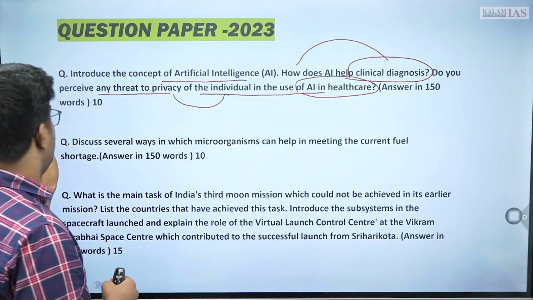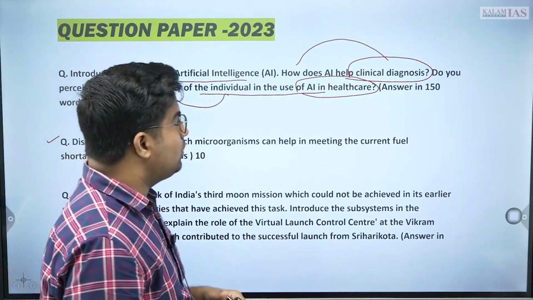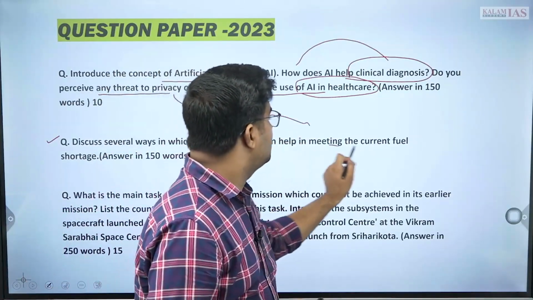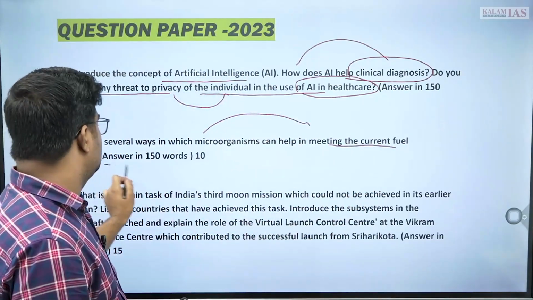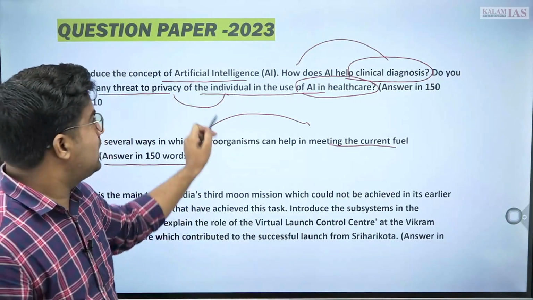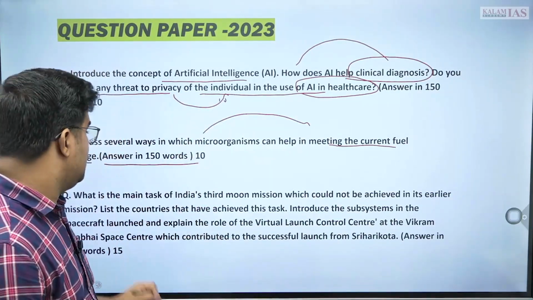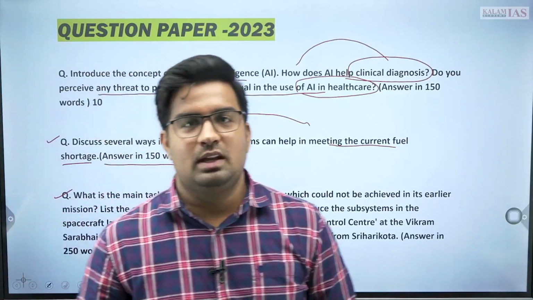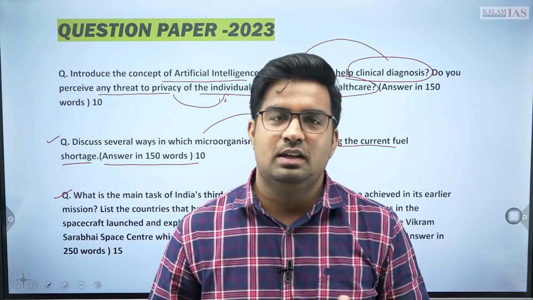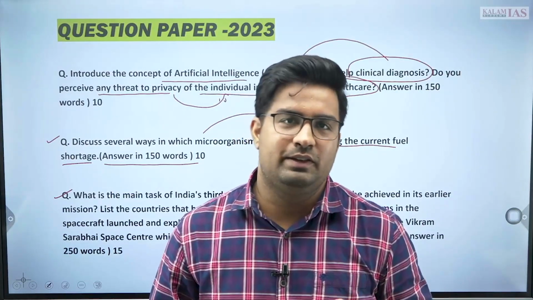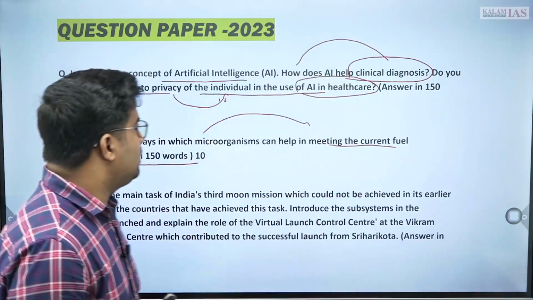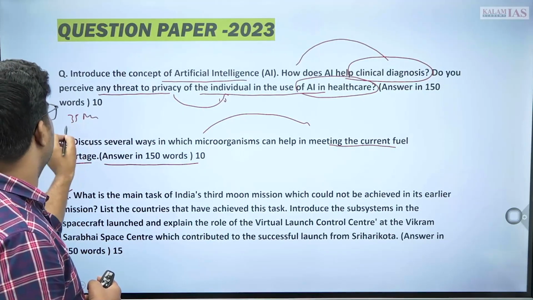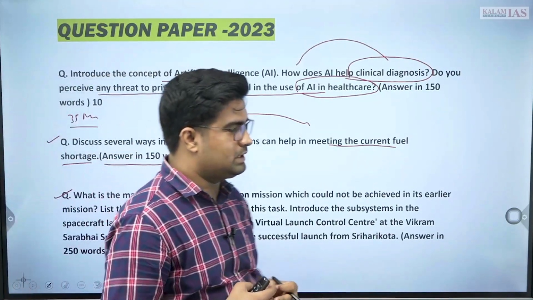Discuss several ways in which microorganisms, the microbial fuel cell and other aspects can help in meeting the current fuel shortage. Again, a 10 marker question. This was also a 10 marker question. And one question was about Chandrayaan-3, which was a much expected question. Largely, these questions are again current affairs based. Overall, the 20 and 35 marks questions have come, which have repetition from the last few years.